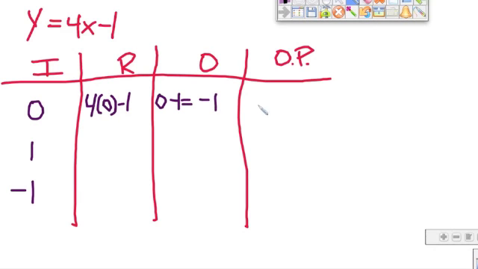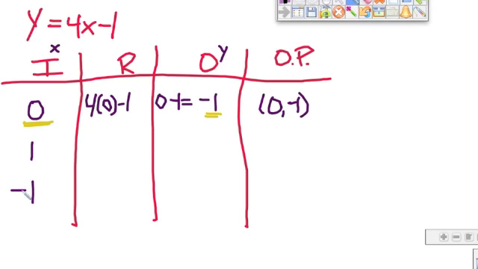Now, my ordered pair answer is going to be my x and y. If you remember, x, y. So what was my x answer? My x answer was 0. What was my y answer? My y answer was -1. So that creates an ordered pair of (0, -1).